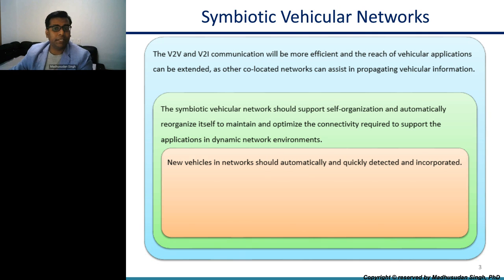So they can change their information with each other. So the symbiotic vehicular network should support self-organization, automatically reorganizing itself to maintain and optimize the connectivity required to support applications in dynamic network environments.